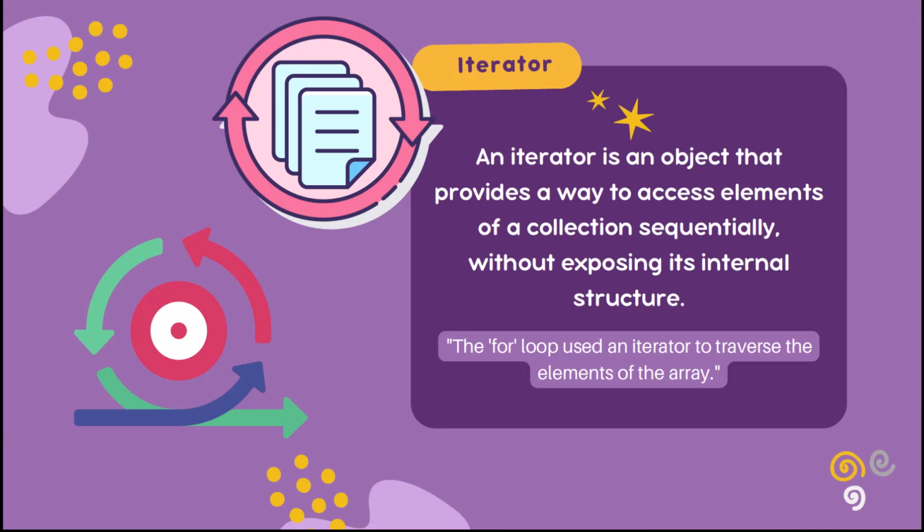Iterator. An iterator is an object that provides a way to access elements of a collection sequentially, without exposing its internal structure. Example: the for loop used an iterator to traverse the elements of the array.